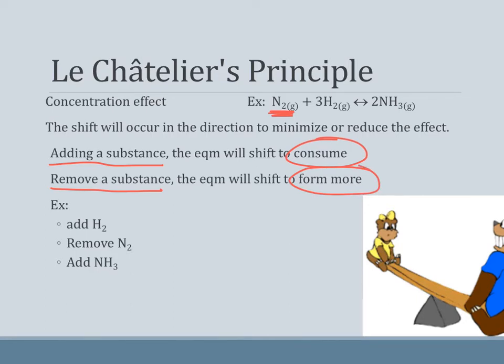If we added H2, so I'll use blue. If we add H2 to this reaction, you are going to shift in a way to consume it. So would we go to the left or to the right? If we're trying to consume it, we're going to go to the right. Okay. If we remove N2, we're going to shift in a way to form it. So which do you think that would shift? We're trying to form some more, so we would shift to the left. And then lastly, if we add NH3, we're going to shift in a way to use it up. So that also is to the left.